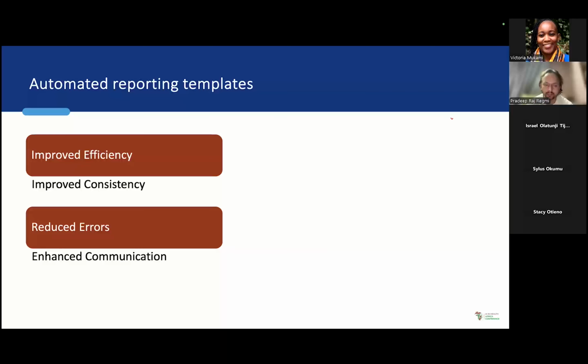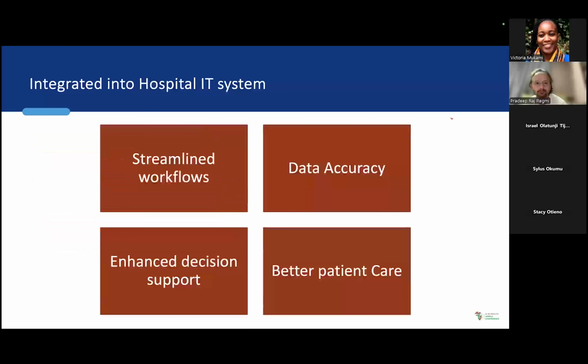And another thing that can be done through AI is automated reporting templates, which can improve efficiency, consistency, reduce human errors, and enhance communication between clinicians as well. So this can be done through AI, and all of these can be integrated into the hospital IT system. There will be streamlined workflows, and eventually all of these can help for better patient care.